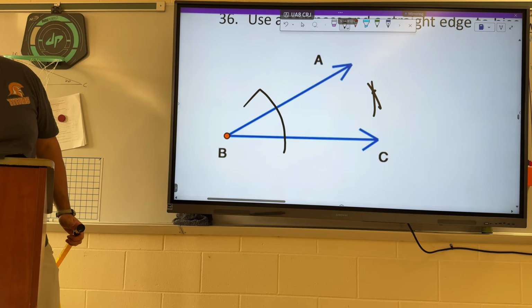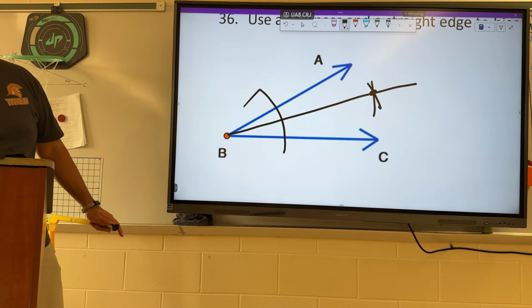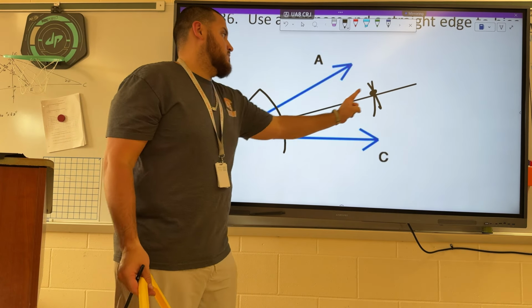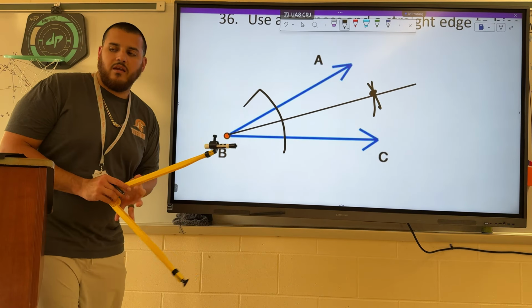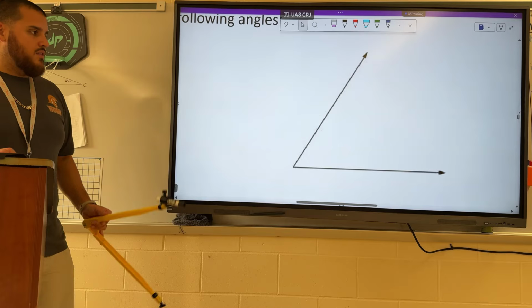we are going to connect that location back to our vertex with a straight line. And again, it's not really perfect because of my tools, but this segment here would be cutting this angle in half. I'm going to show you that one more time with this one.